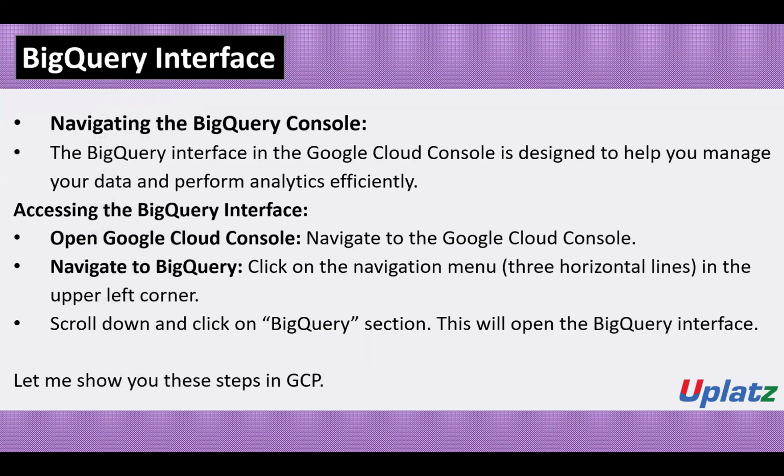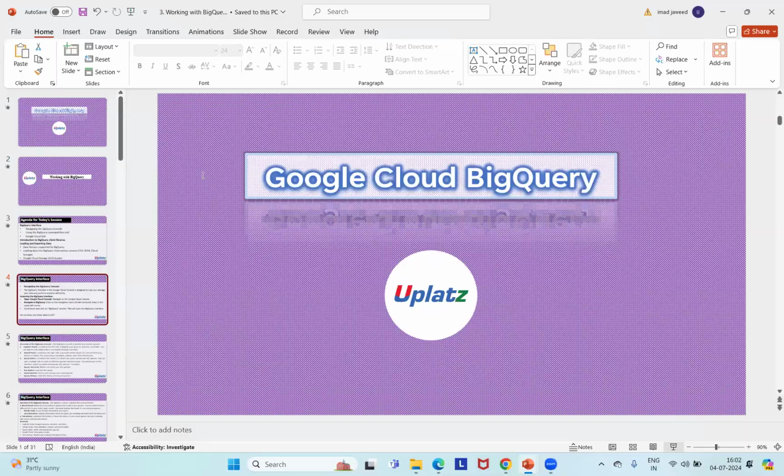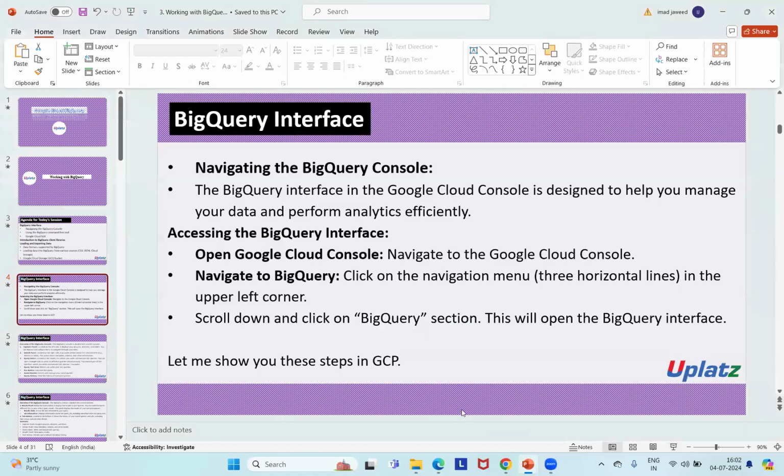I have already shown you how the BigQuery interface looks like and how you can navigate to the BigQuery console. The BigQuery interface in Google Cloud is designed to help you manage your data and perform analytics efficiently. Accessing the BigQuery interface is very simple. You just have to open your Google Cloud console and then navigate to BigQuery. Click on the navigation menu, the three horizontal lines in the upper left corner, then scroll down and click the BigQuery section. This is going to open the BigQuery interface. Let us perform this step again.